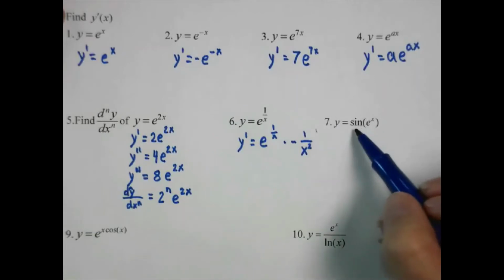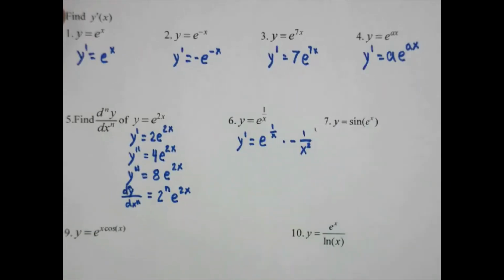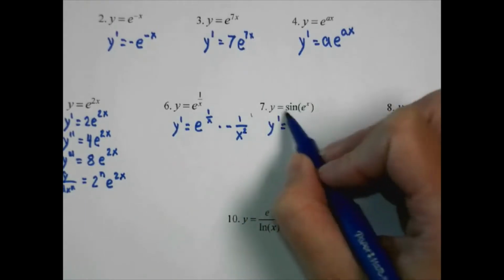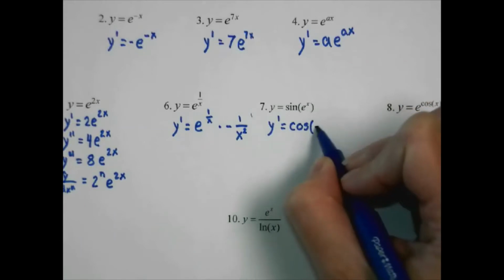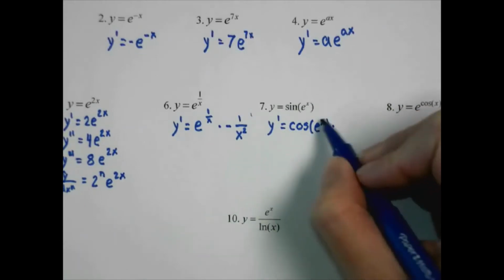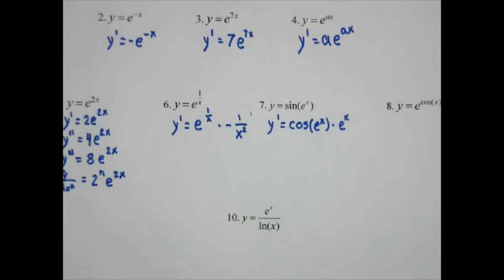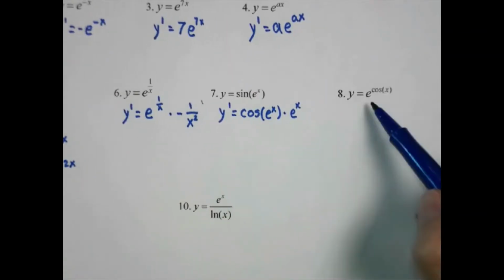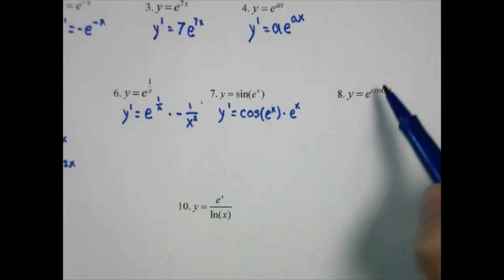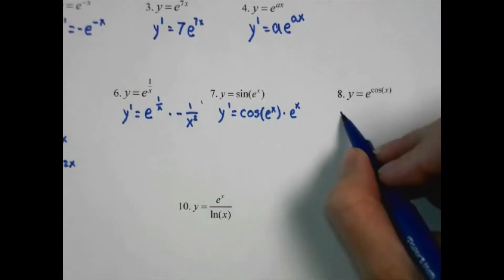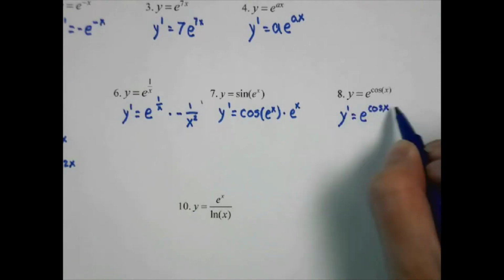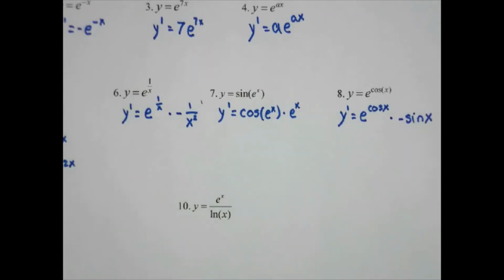Here, my outside function is sine, my inside function is e to the x. So my derivative is going to be derivative of sine is cosine e to the x times the derivative of e to the x, which is e to the x. Here, my outside function is the e, the inside function is cosine. So this derivative is going to be e to the cosine of x times the derivative of cosine, which is negative sine x.